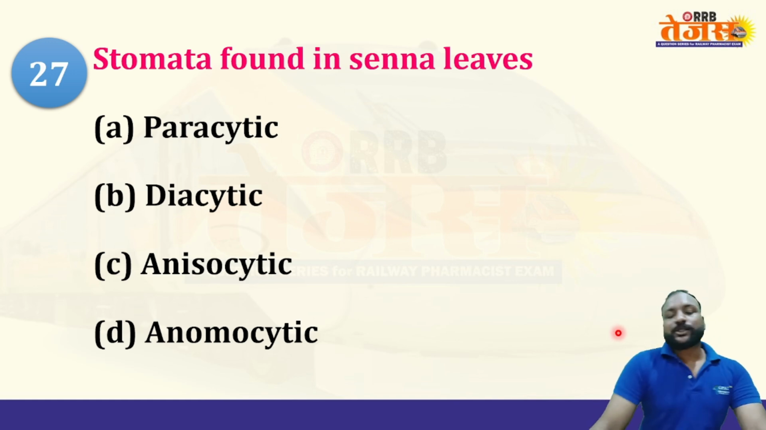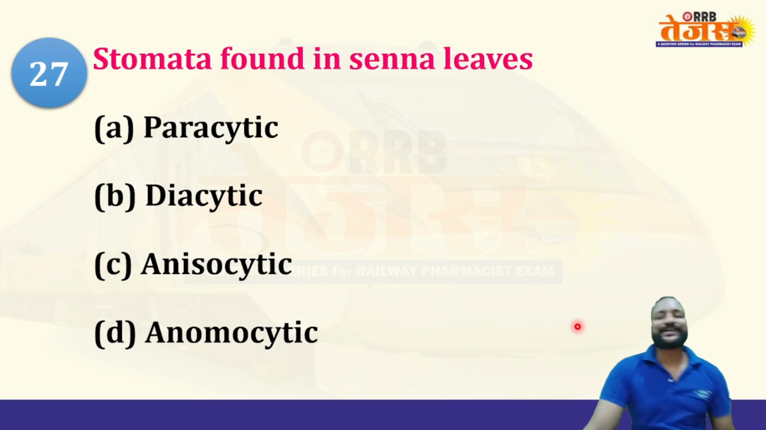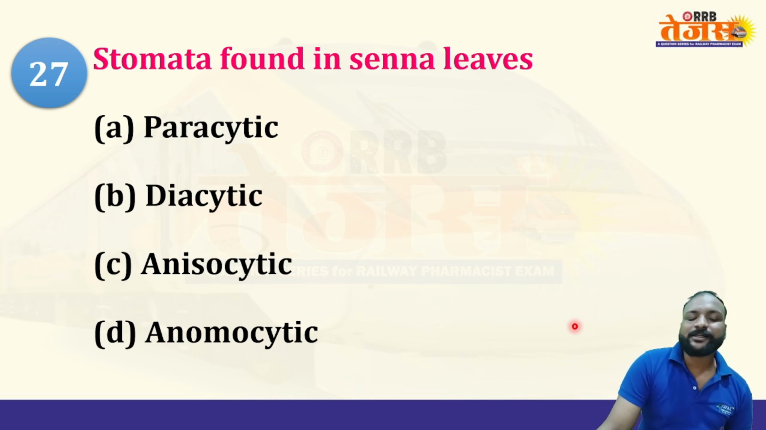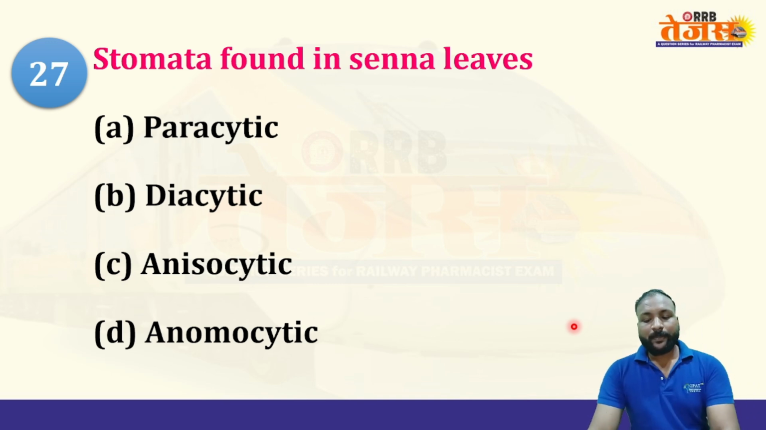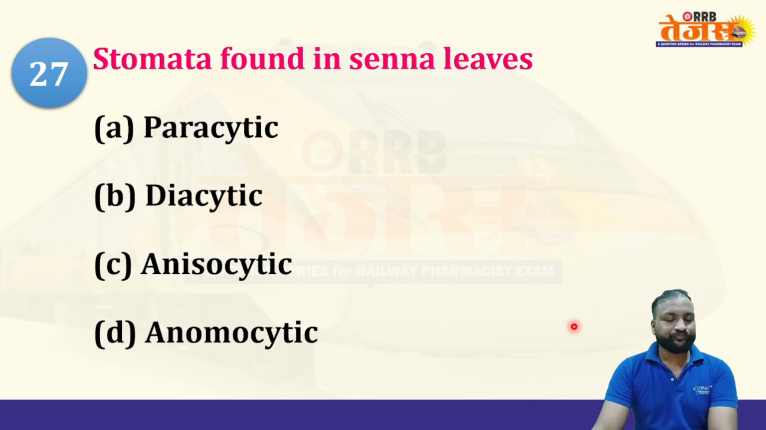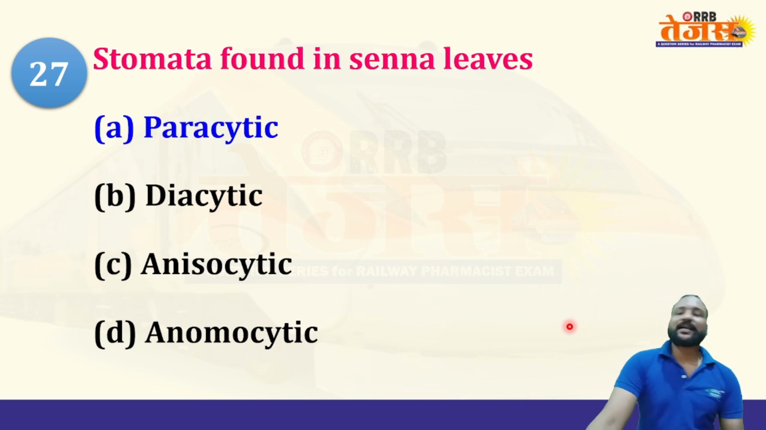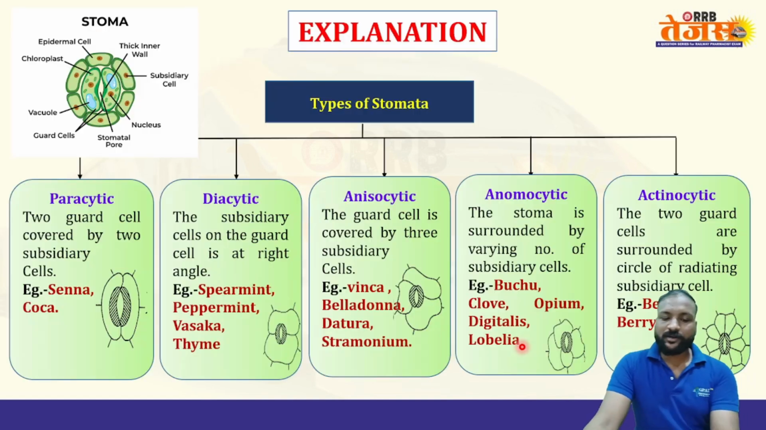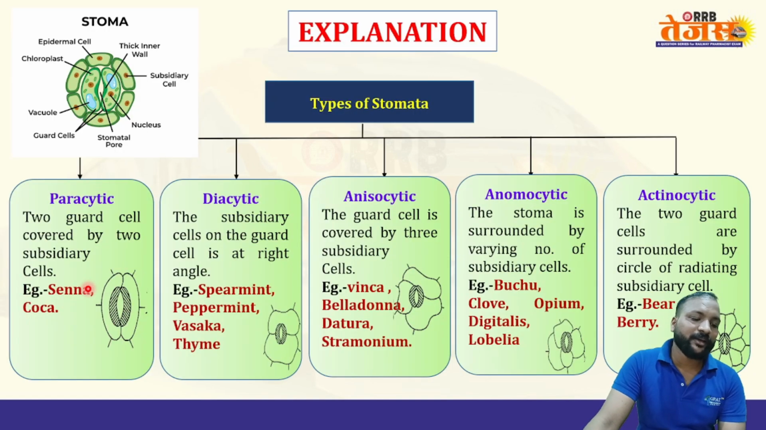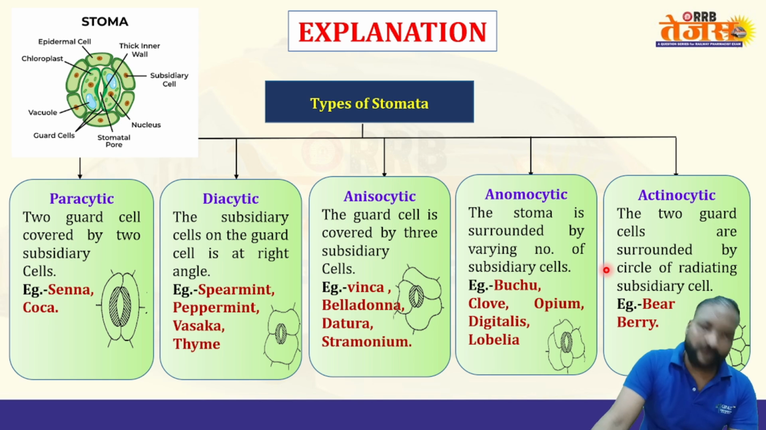27th question in this series, stomata found in senna leaf. They're asking for the example of the stomata type. Option A, paracytic, option B, diacytic, option C, anisocytic, and option D, anomocytic. Undoubtedly, paracytic stomata will be seen in senna leaves, as we have seen. Senna is an example for paracytic; diacytic, spearmint, vasaka, peppermint, and thyme; datura for anisocytic; and anomocytic, these are all examples. Actinocytic, barberry. Go through this slide and remember the example for each type of stomata.